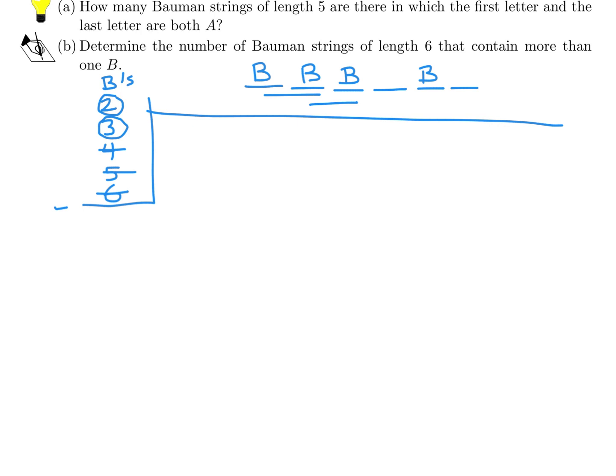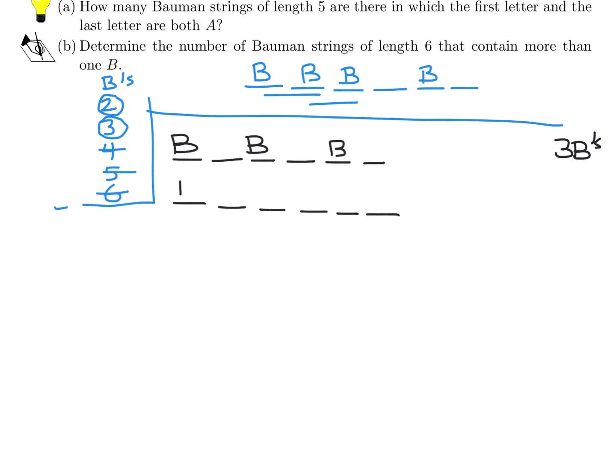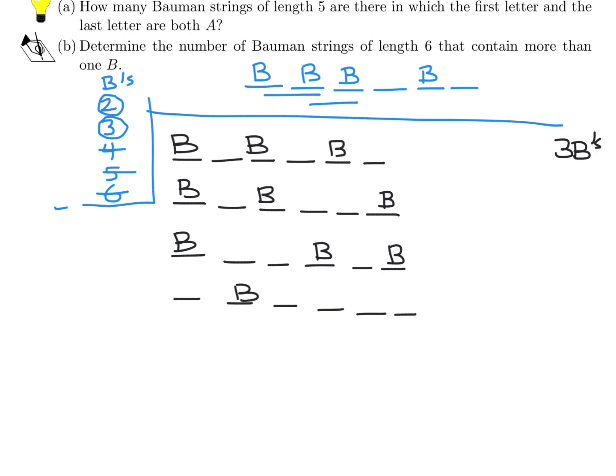Okay, so let's look at the 3 Bs first. So this is the 3 Bs. Strings with 3 Bs. So you can have either this kind of scenario. You can have this scenario where the B is at the end. And you can have this one, or you can have this one where you just shift over one. And I think those are the only ones.